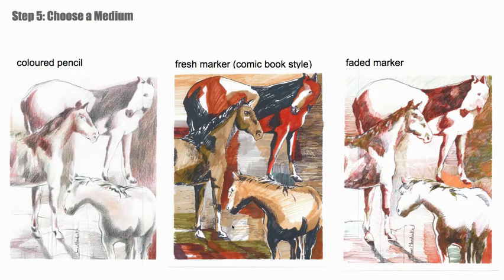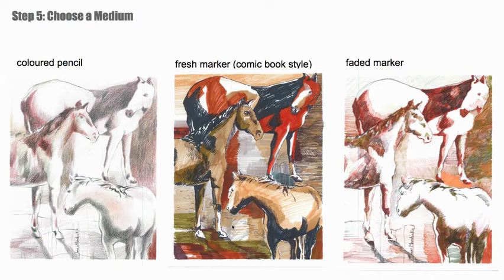Step 5, choose a medium. I thought it would be fun to use a drawing medium with this project instead of paint. So I'm going to give you the option of using colored pencil or marker. But with marker, you've got fresh marker or maybe old faded marker. Or if you look at the center example, I've actually used a combination of fresh and faded markers.